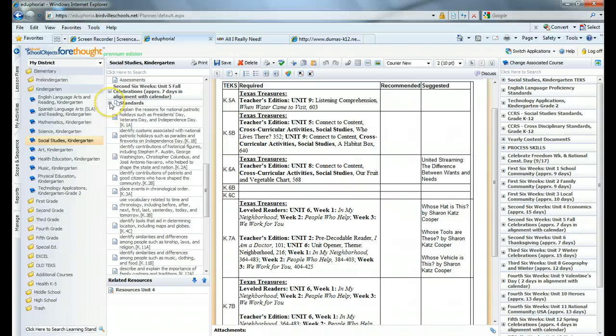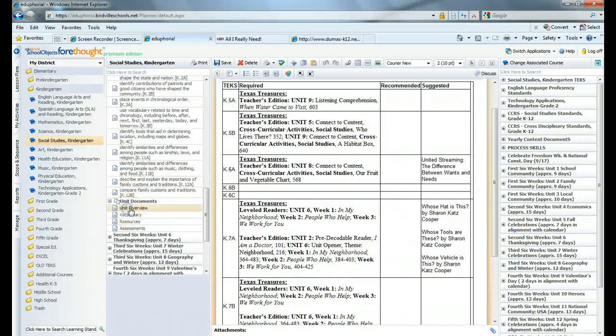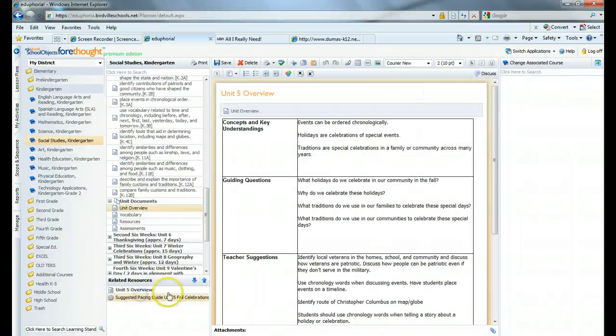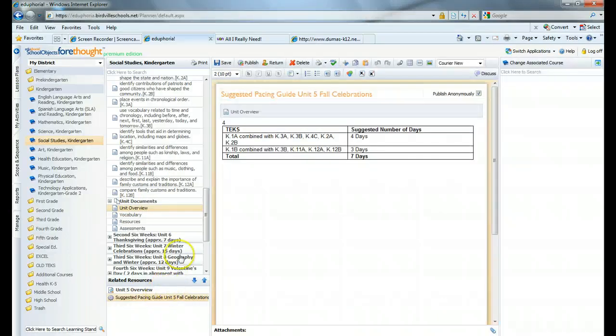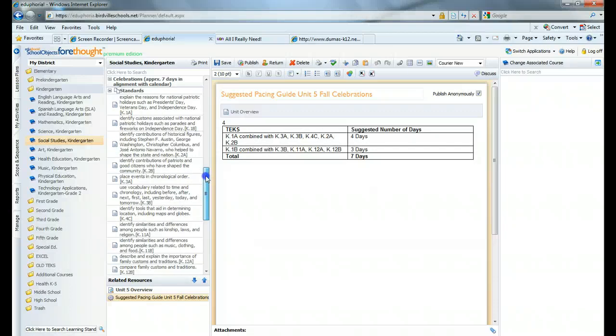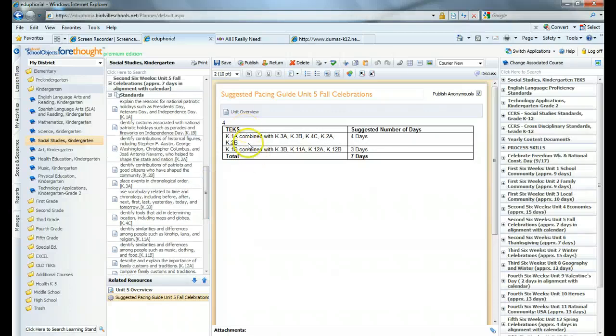Now, also in the second 6 weeks, you're going to hit fall celebrations. These are your patriotic holidays, such as President's Day, Veterans Day, Independence Day. Just like with the other one, you'll go to your unit overview. You have a suggested pacing guide, and it'll pull up right here for you. So on this one, there are two main TEKs here that we need to talk about, and then we combine everything else with them. The first one is K.1a, which is explaining the reasons for national patriotic holidays such as President's Day, Veterans Day, and Independence Day.